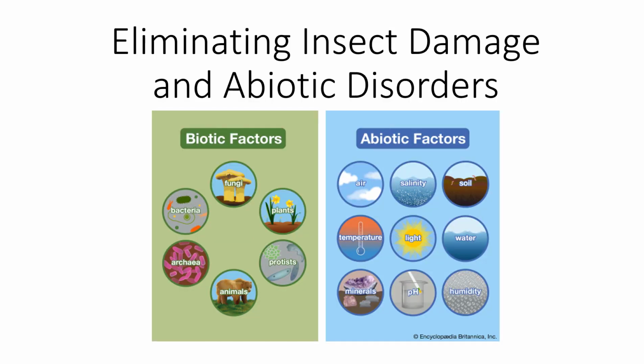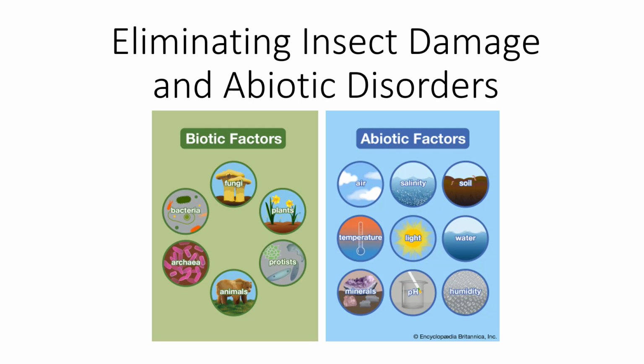Plant health problems result from 1. Plant pathogens causing diseases, 2. Insects damaging the plant, or 3. Environmental factors often referred to as abiotic disorders. Unfortunately, the symptoms for these health problems are often very similar.